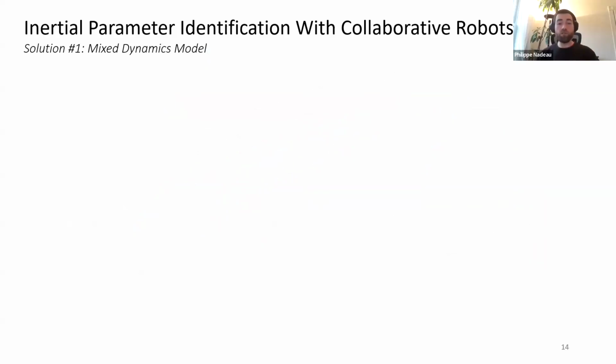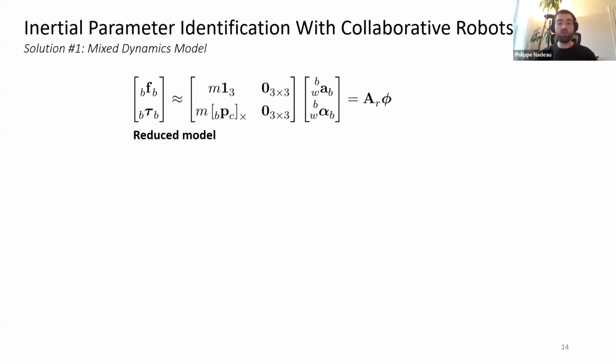In the first solution, I define a reduced model of the dynamics that assumes that gravity is the dominant force acting on the object. The key element is that the reduced model does not include those terms from the full model that contribute low signal-to-noise ratios during collaborative operations.